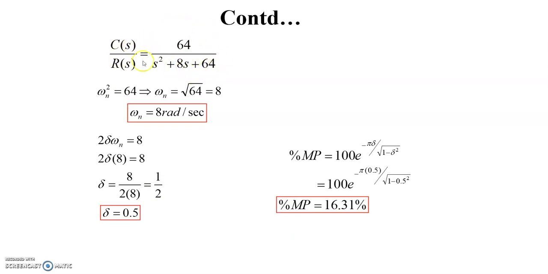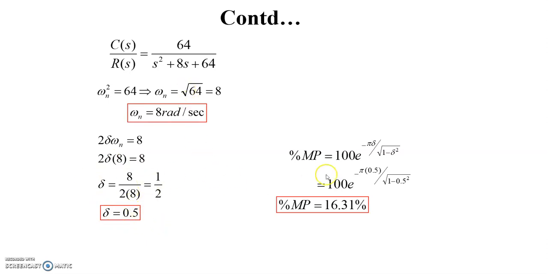You can compare this with the standard second order transfer function: omega n square divided by s square plus 2 zeta omega n s plus omega n square. So omega n square is equal to 64, and 2 zeta omega n is equal to 8. You can find omega n from this. Omega n is equal to root of 64, that is 8 radian per second. Next, 2 zeta omega n is equal to 8, so you can find the zeta value, 0.5.